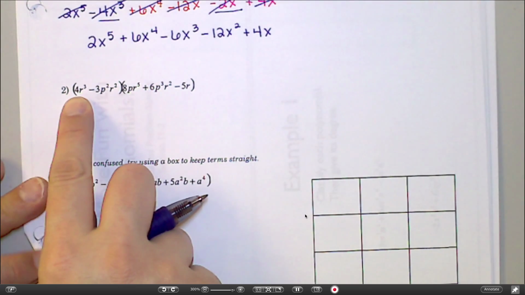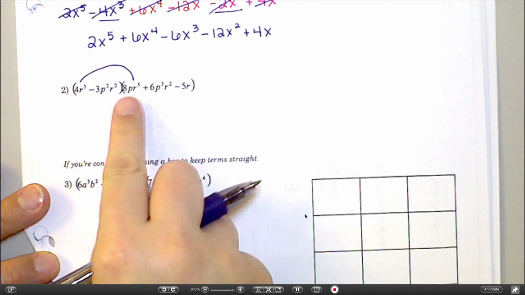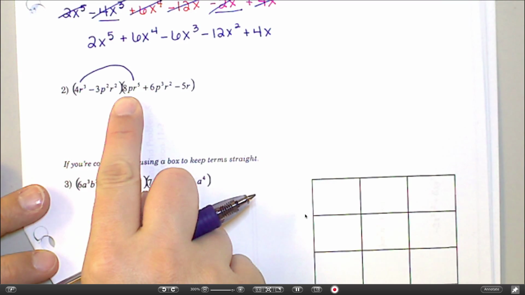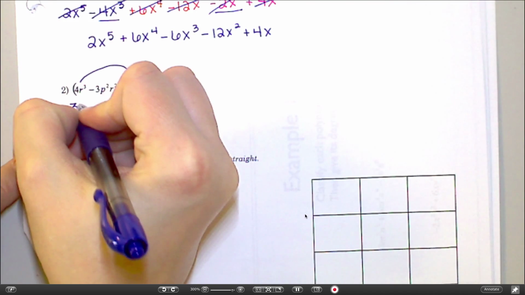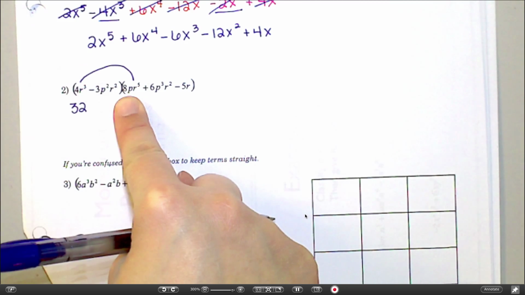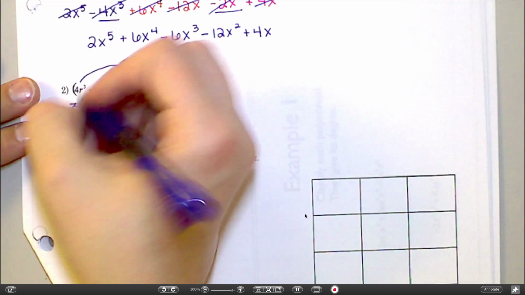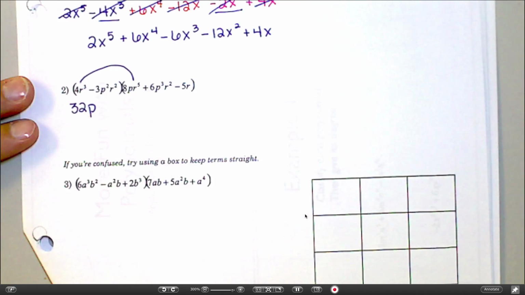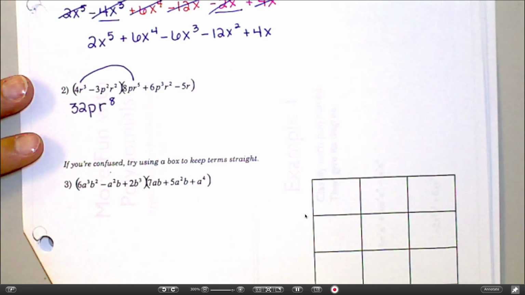Let's start with this first one. If I do 4r cubed times 8pr to the fifth, I would do 4 times 8 is 32. And then I would go to the p, because the p comes first alphabetically. There's no other p's to combine with over here, so I'm still just going to have one p. And how many r's total? 8, yep. Okay, so that's going to be 32pr to the 8th.